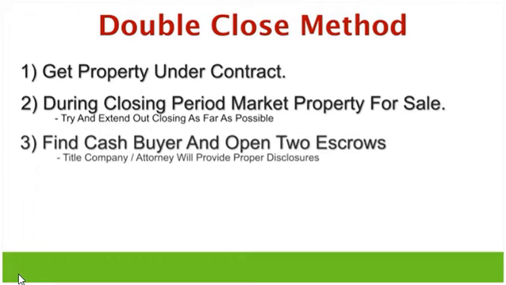When you find that back-end cash buyer, you're going to open up another escrow, right? So when you got the property under contract in step 1, you opened up the escrow. Remember, that's the A to B side. Now in step 3, you found the cash buyer. You're locking them up using another contract, and you're opening up the B to C side. Like I said, the title company or your attorney will provide all the proper disclosures to make this perfectly legal.